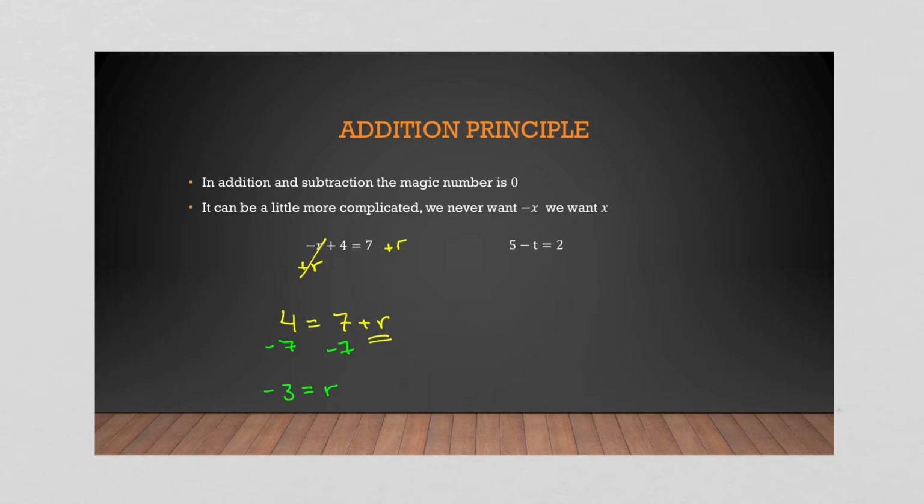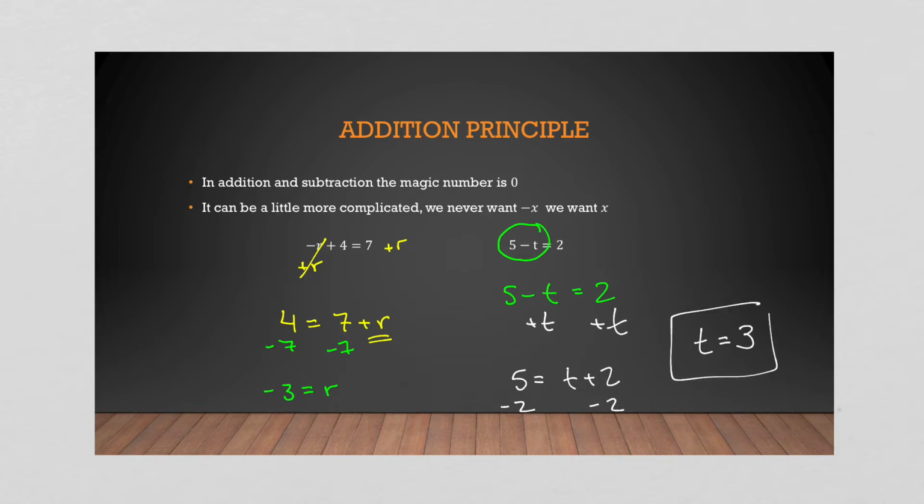So if we look at the next one, you have negative t there, right? 5 minus t right here. So let's get rid of that negative t because we don't want it. So how do we do that? Well, we just add t, just like we would with a number. So we add t, and then we add t, and we get 5 equals t plus 2. And now last step, subtract 2, t equals 3. So we are done.